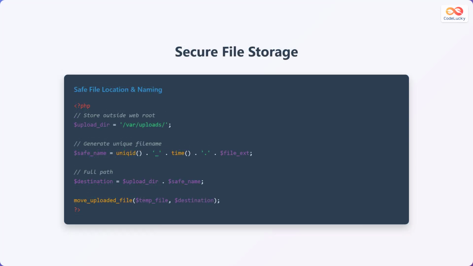Now let's discuss secure file storage. This is how we handle safe file location and naming. First, store the files outside the webroot directory. For example, in a directory such as /var/upload/. Then generate a unique file name using a function like UUID, which stands for Universally Unique Identifier, concatenated with the file extension. Then the full destination path is the upload directory concatenated with the safe name. Finally, use the move_uploaded_file function to save the file to the destination.